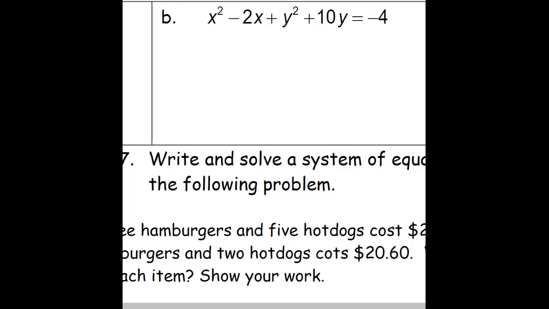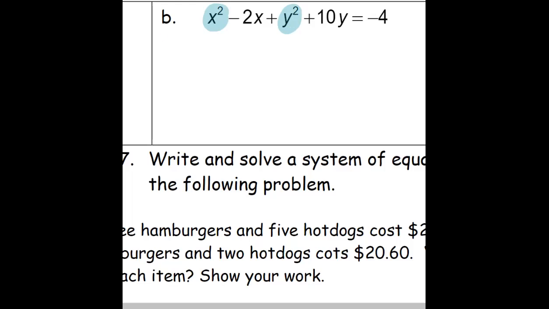On 5b, they want us to convert this to graphing form, and what you want to notice is you have an x squared and a y squared, which means this is going to be a circle. There's other graphs that have that also, but the only one we have learned is a circle.